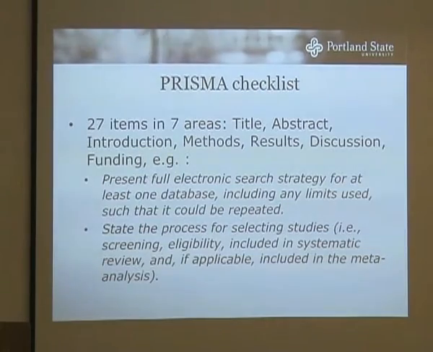So for example, the 7 areas that they have to have are title, abstract, introduction, methods, results, discussion, and funding at the end. For example, a requirement is to present the full electronic search strategy for at least one database, including any limits used, such that it could be repeated. This is really important because if you're going to try to reproduce somebody's results, without it, you're lost. You don't know how they searched and what database they used. State the process for selecting studies. Again, this is key, especially for medical guys, because if you're excluding things, you could end up with different results.